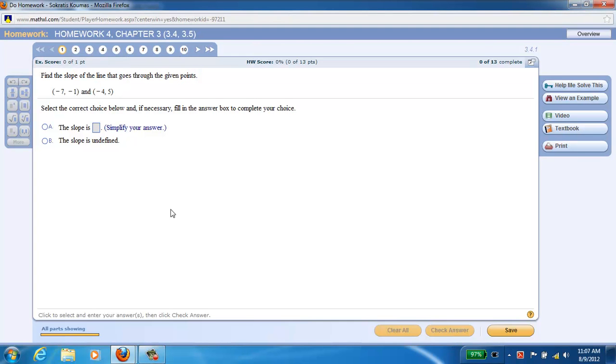Let's continue with the fourth homework for chapter 3, sections 3.4 and 3.5. Find the slope of the line. You have the 2 points. You have to use the equation.